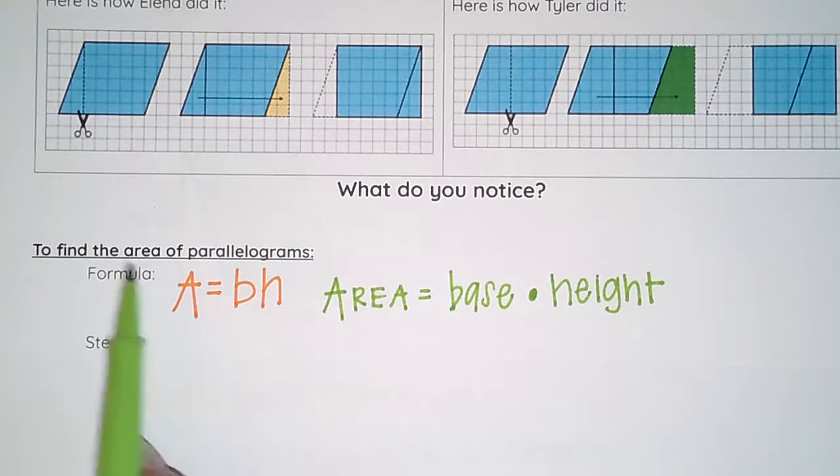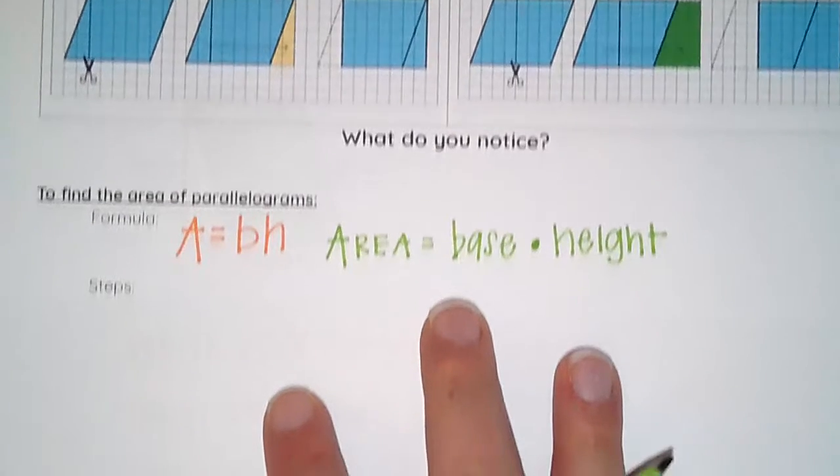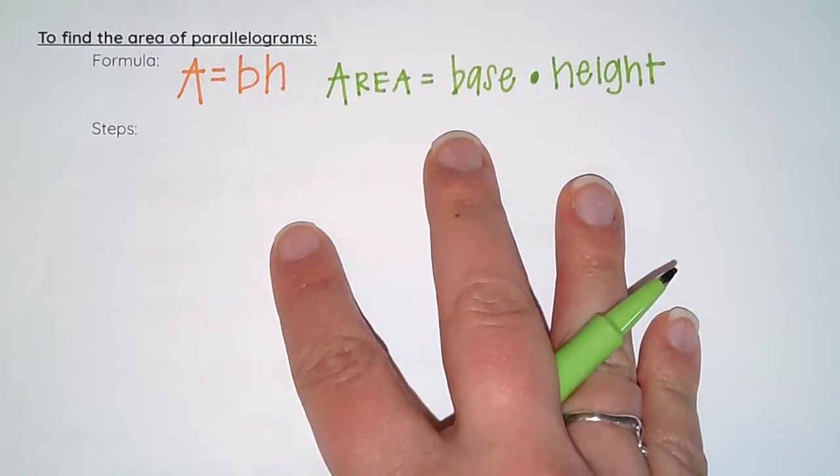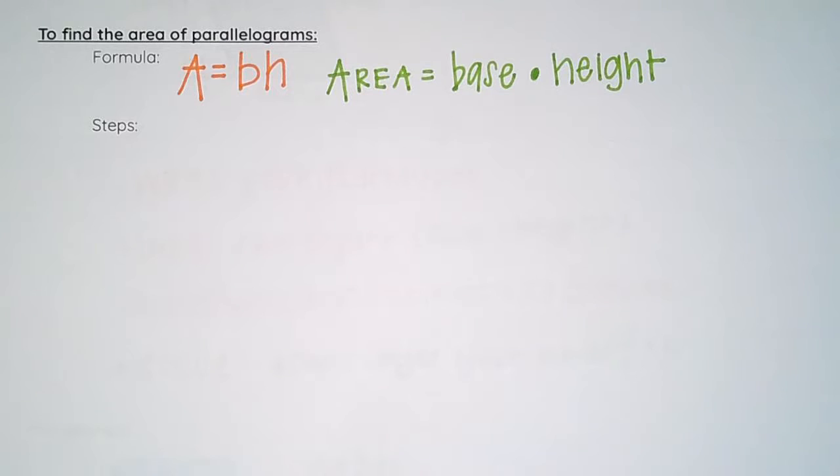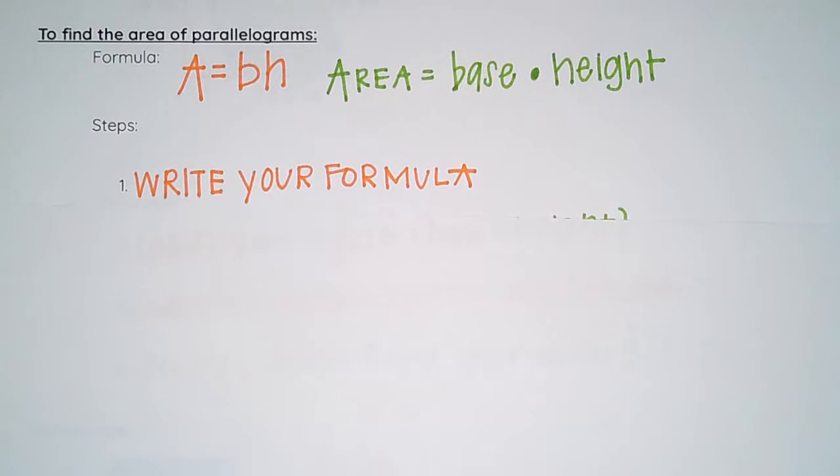Okay, so a formula is a set of steps that we use. It's the system that we use to find area in this instance, but we will use a wide variety of formulas in math moving forward. Okay, so to use our formula, we have to follow 4 steps. Our first step is to always write down what our formula is.